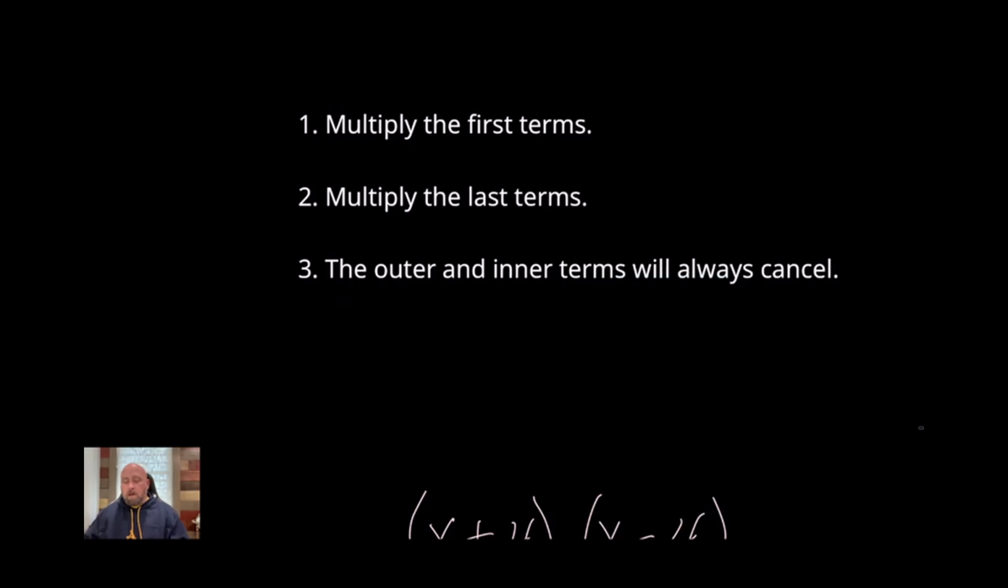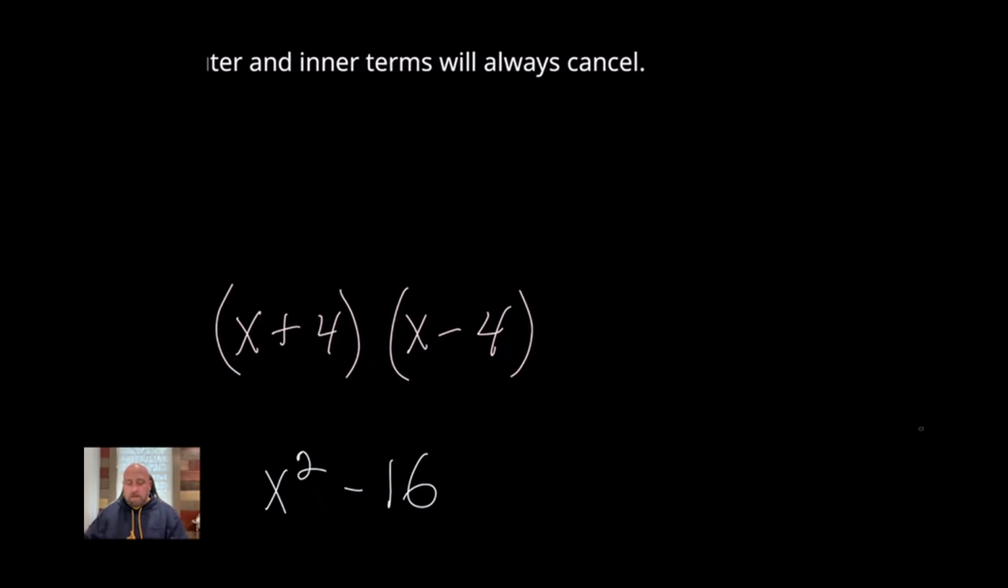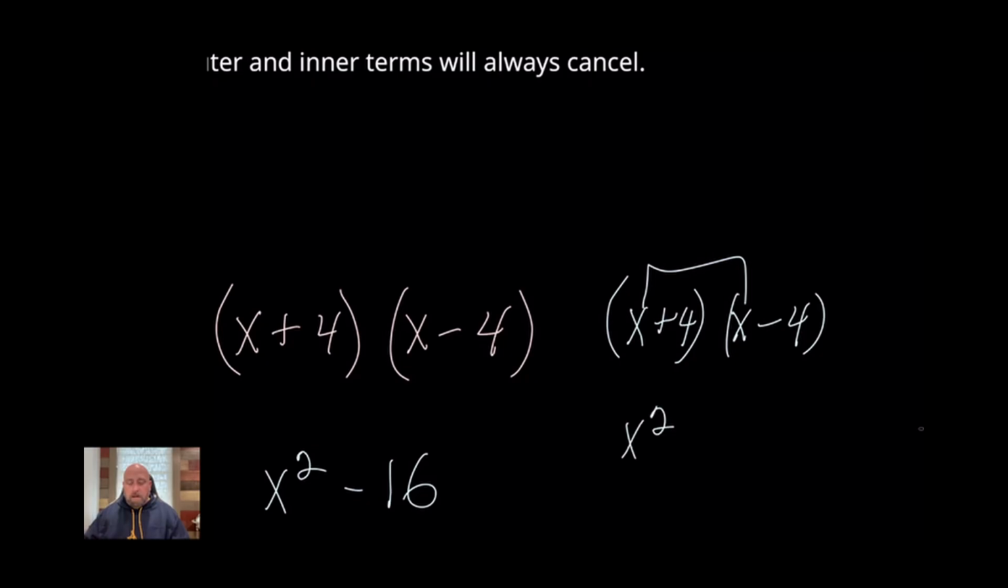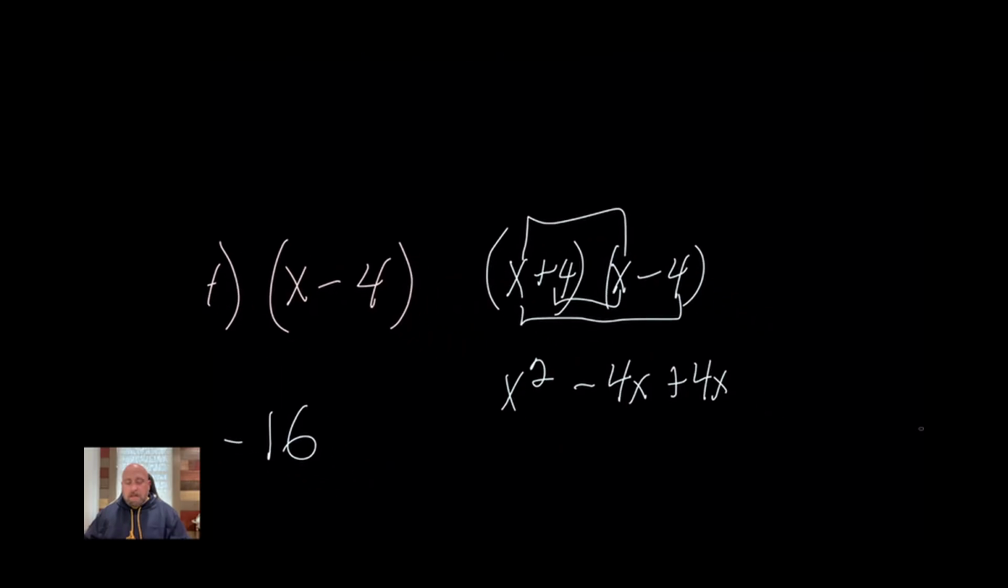What does that mean? Well, if we were foiling this, so let's go ahead and foil it. So x plus 4, x minus 4. We would do the firsts, and we would get x squared. We would do the outers, and we would get minus 4x. We would do the inners, and we would get plus 4x. And then we would do the last, and we would get our minus 16.